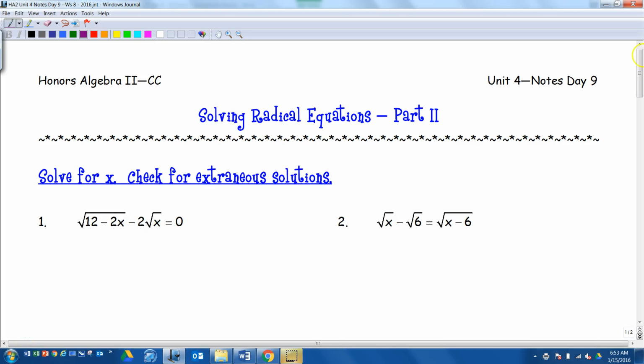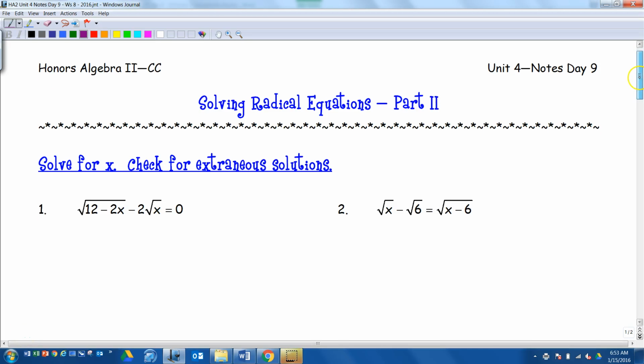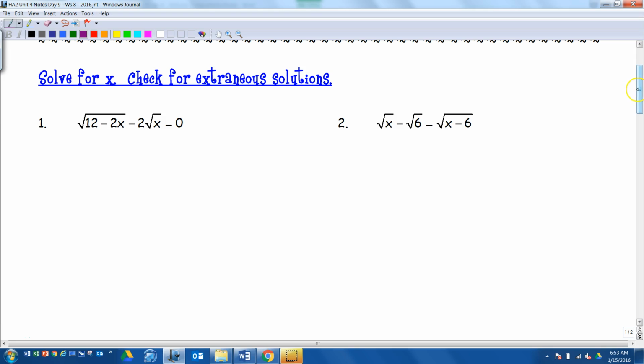Alright class, we're going to continue solving radical equations. Basically the same thing applies. Isolate the radical parts and then solve. So if you're looking at number 1, there's two pieces with radical parts. Now the thing is, you do not want to square it now because then you'd end up FOILing because you have two pieces on one side. So again, you still want to isolate the roots.